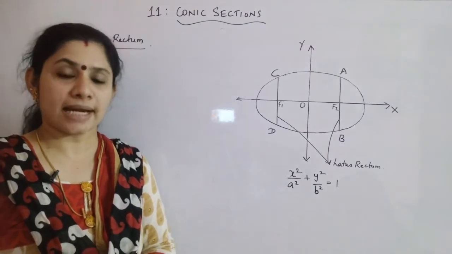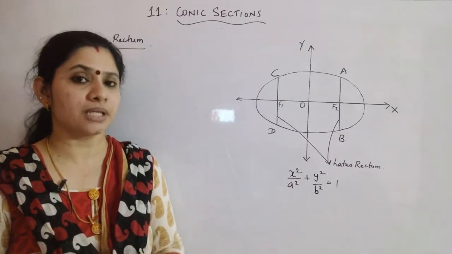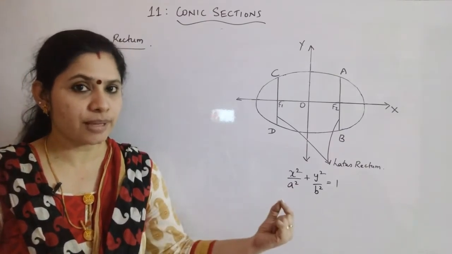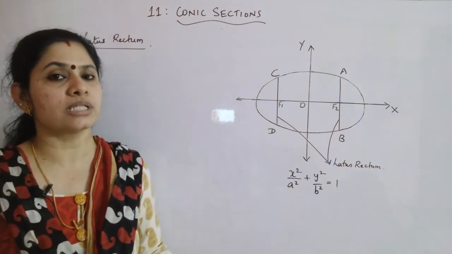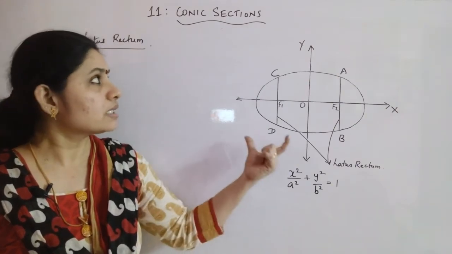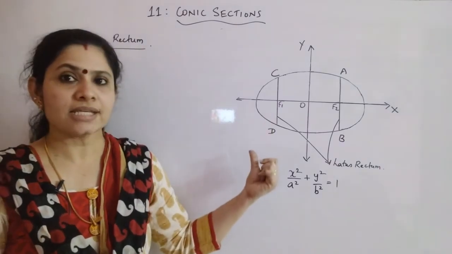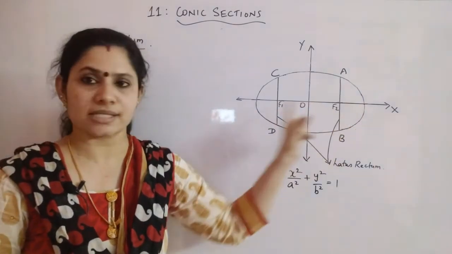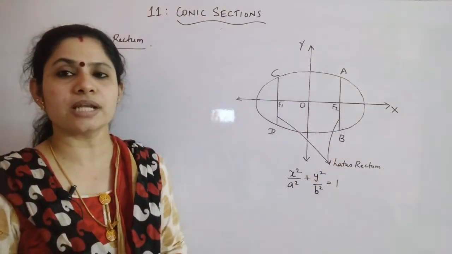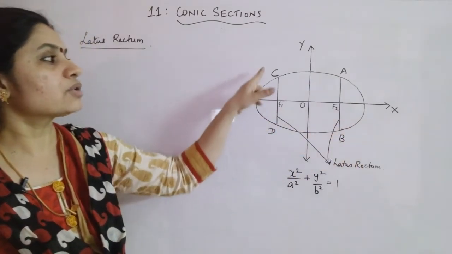Now the next thing is latus rectum. Again, for parabola we have studied that the latus rectum is the line segment which is perpendicular to the axis of the parabola, passing through the focus, and its end points lie on the parabola. Likewise, for an ellipse also, the latus rectum is a line segment which is perpendicular to the major axis. Here in this figure you can see that the major axis is the x-axis. So it is perpendicular to the major axis, passing through one of the foci.